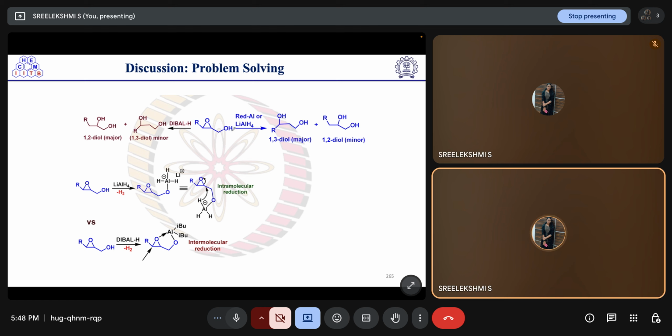So in the case of LAH or Red-Al, this 1,3 diol will be major. In the case of DIBAL-H, this 1,2 diol will be the major product.